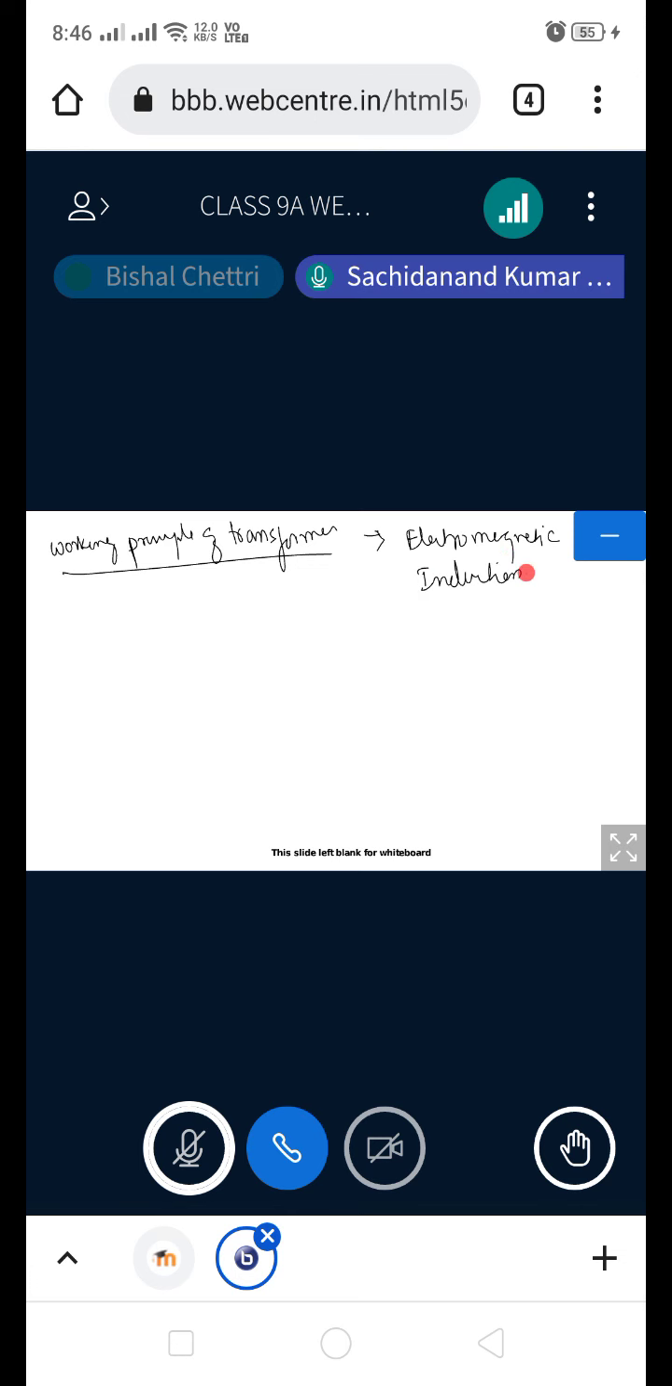Here will we use right hand rule? Wait, coming to it. Wait, one minute, okay?